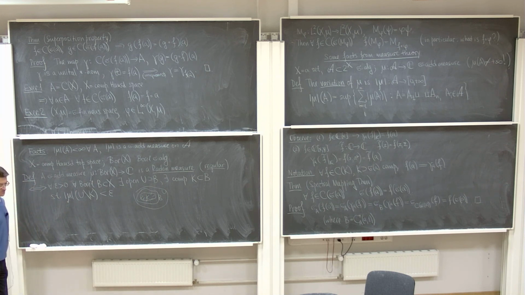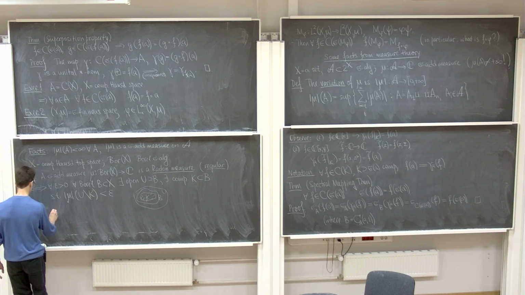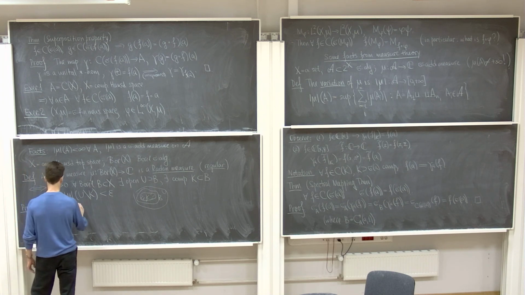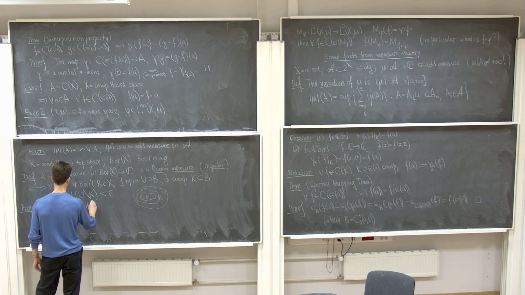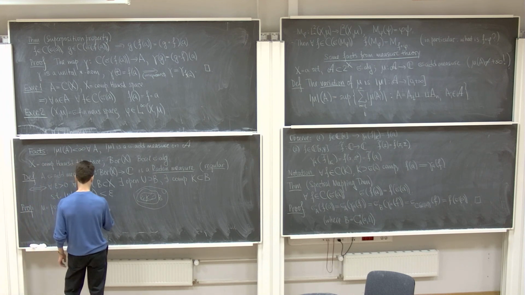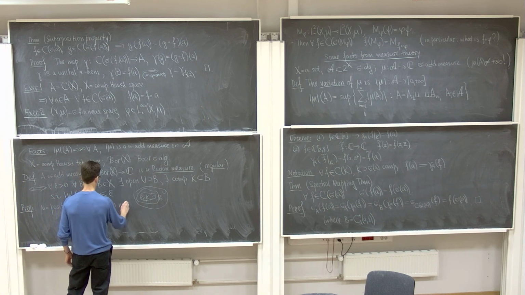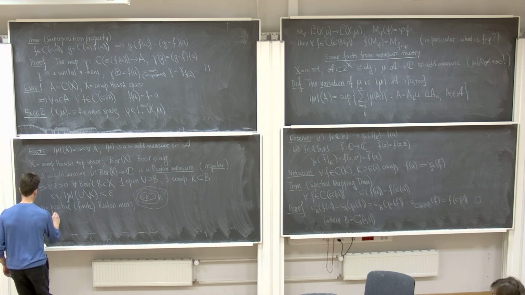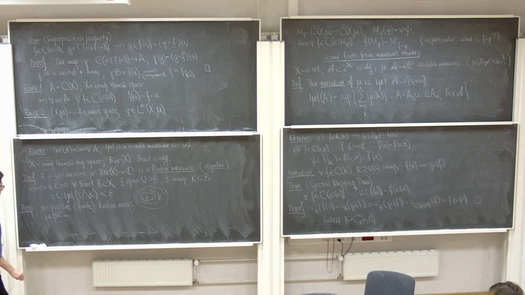Why is this property useful? Well, there are many reasons why it is useful. For example, we have the following proposition. Suppose that mu is a positive Radon measure. A positive finite Radon measure. Well, we always assume that our measure is finite, but I'd like to stress this once again. And let p be a real number greater than or equal to 1.